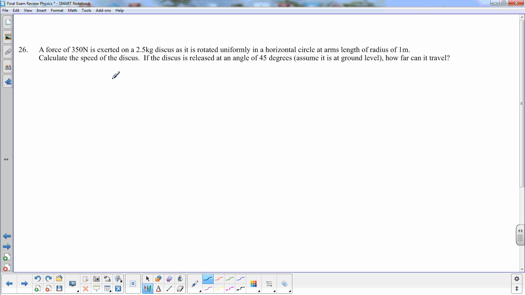350 times 1 is 350 divided by 2.5. 350 divided by 2.5 equals 140. So 140 equals v squared. Take the square root of 140. You should get a velocity of 11.83 meters per second. Now, that's what's going around.